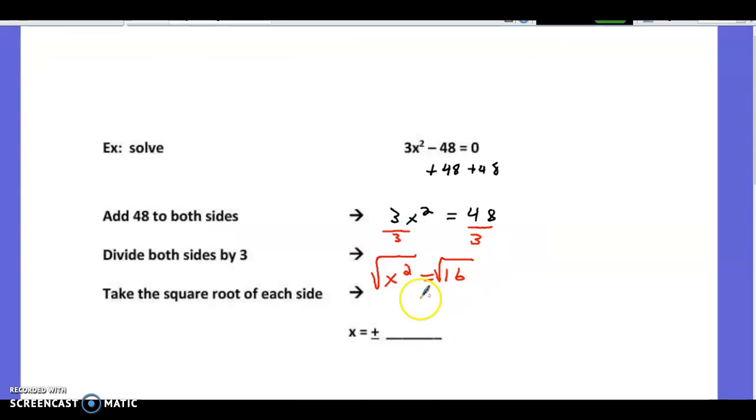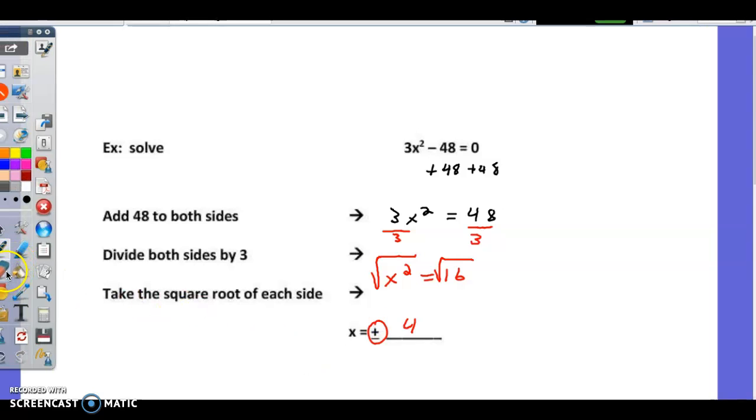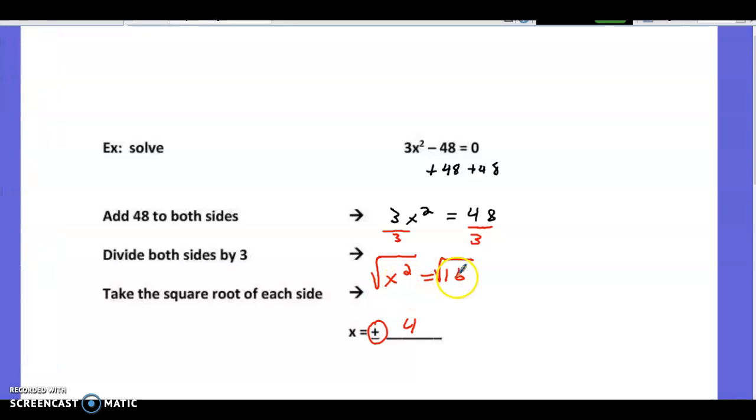So we are going to go back and say x equals, and then remember that plus or minus right there, right? Because a negative 4 times a negative 4, if I plug this back into the calculator, will make it true. If I type in 3 times negative 4 squared minus 48, that will come out to equal 0.